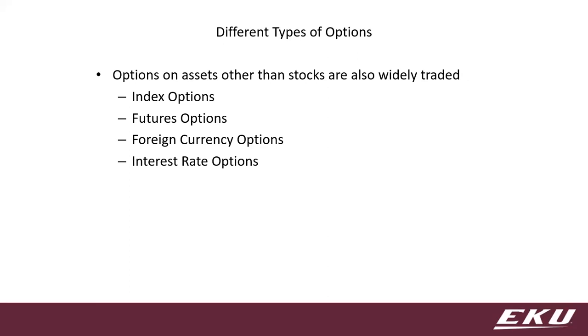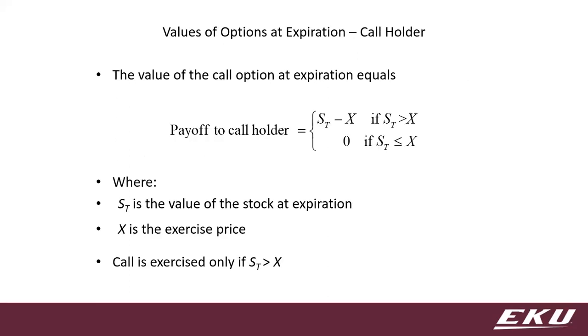Options don't have to be on stocks, right? You can get them based on indexes or futures, foreign currency and foreign exchange. So all of these other options exist as well, but they're still going to be referred to the same way, right?